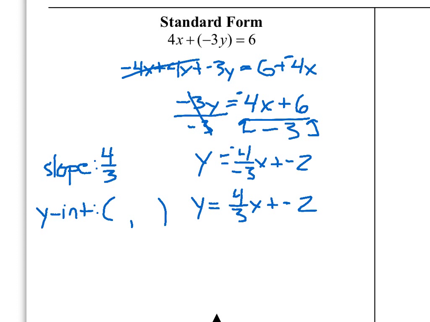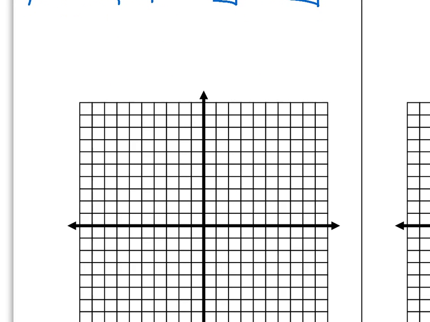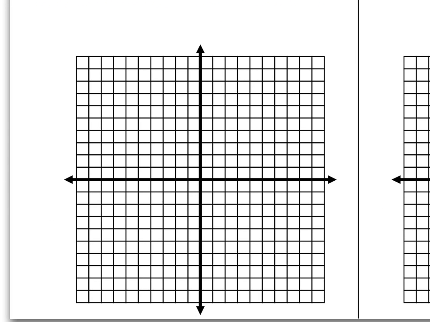Geronimo, what are the coordinates of the y-intercept? 0, negative 2. So remember, that comes straight from here. This is our slope. This is our y-intercept. All we got to do now is go down to our graph. Y-intercept, starting point, 0, negative 2.